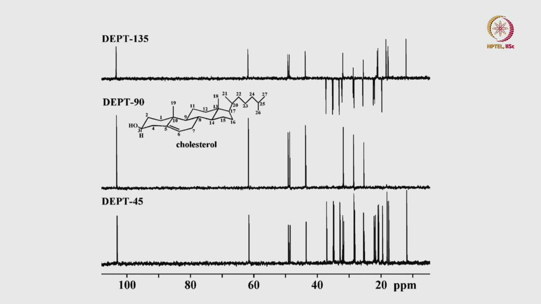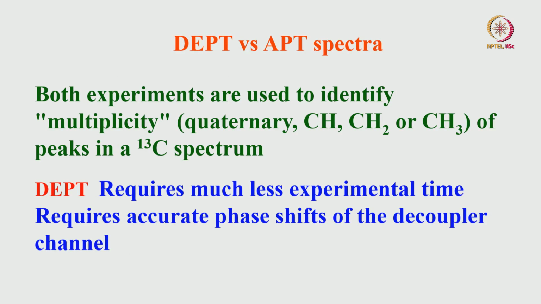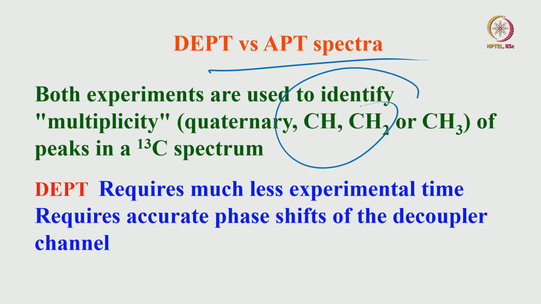I already discussed this during carbon 13. I just told you the advantage of polarization transfer. So compared to APT, the advantage of DEPT is you can still identify different carbons attached to protons, but there is a gain in the intensity because of polarization transfer. So this is the advantage of DEPT versus APT. Both the experiments are used to identify different carbons based on the multiplicities.